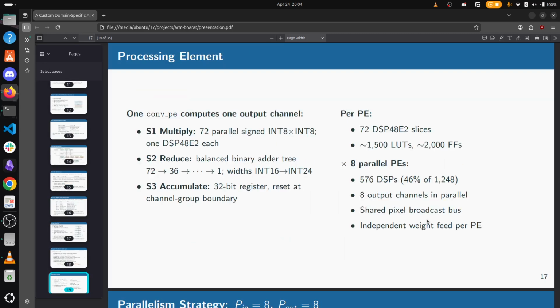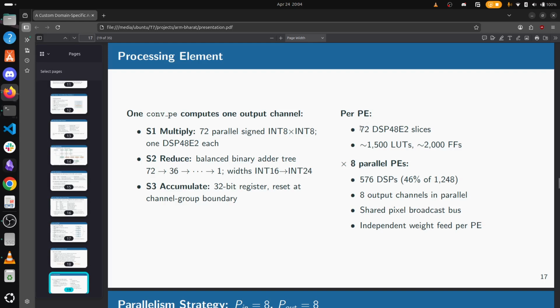So how are we doing it in parallel? Our accelerator has something called a convolutional processing element. You can consider it as one core. Like CPUs have multiple cores, our accelerator also has 8 parallel cores. Each of those cores performs the convolution operation in parallel, so in total we can do 8 convolution operations in parallel.